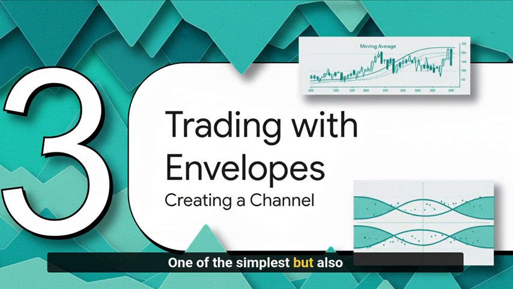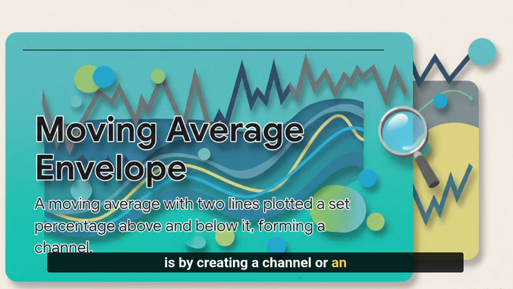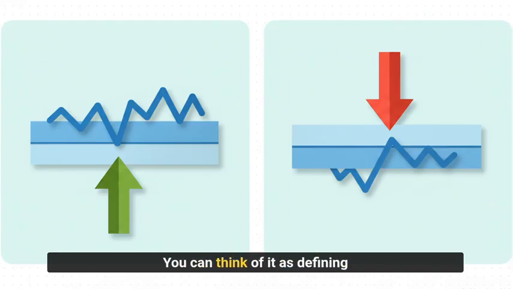One of the simplest but also really effective ways to do this is by creating a channel or an envelope that basically wraps around our moving average. The idea here is really simple, but it's powerful. You take your moving average line and then you plot two new lines. One that's a set percentage above it and another that's the same percentage below it. Together, these three lines form a channel that contains the price most of the time. You can think of it as defining the normal trading range around the trend.